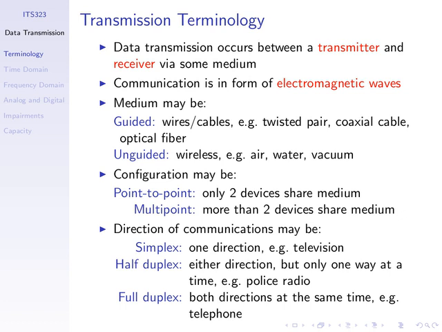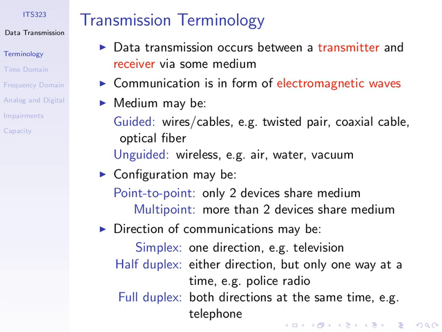Full duplex is in both directions at the same time. We have a link, you talk on the telephone, both people can talk at the same time. You could overlap in talking because we can send signals in one direction and also in the other direction at the same time.